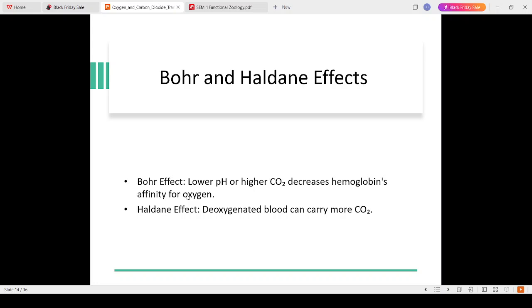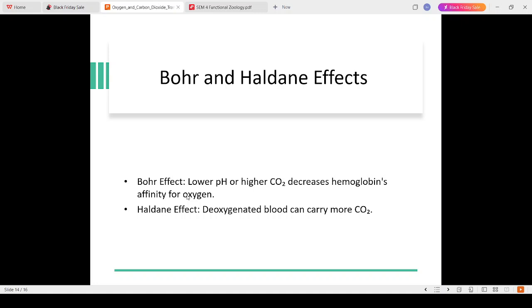And there is the phenomenon known as the Bohr effect. Lower pH with higher carbon dioxide decreases the hemoglobin affinity for oxygen. That is also an important thing, how this carbon dioxide will be affecting your body. Then another effect is that deoxygenated blood can carry more carbon dioxide. This we will be discussing in another class.